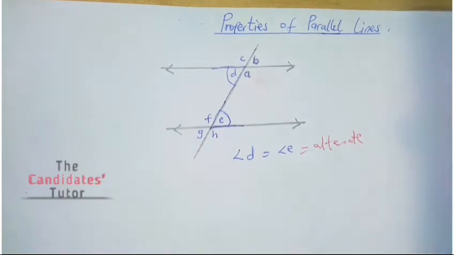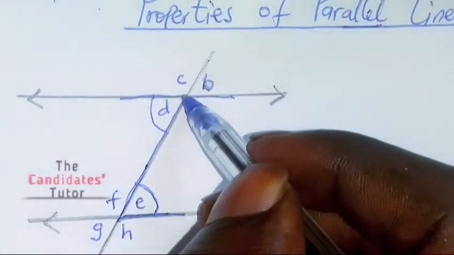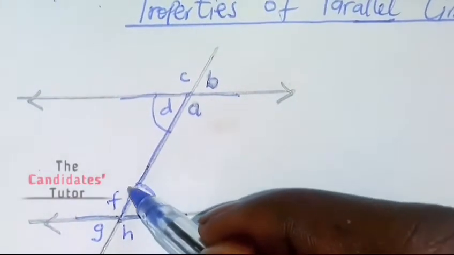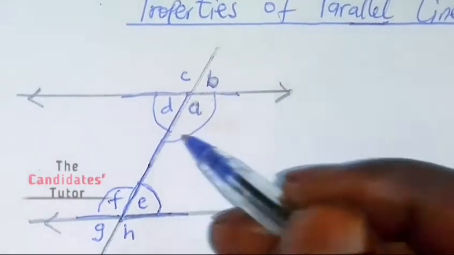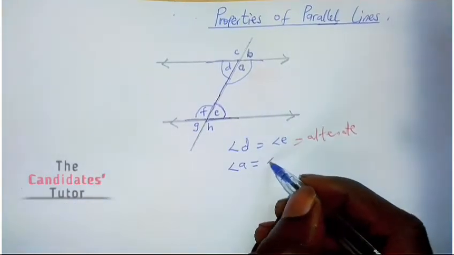And we can also say that the angle that will be formed here, under the Z, this and that, and the angle that will be formed here and here also alternate. So we can say that angle A is equal to angle F.